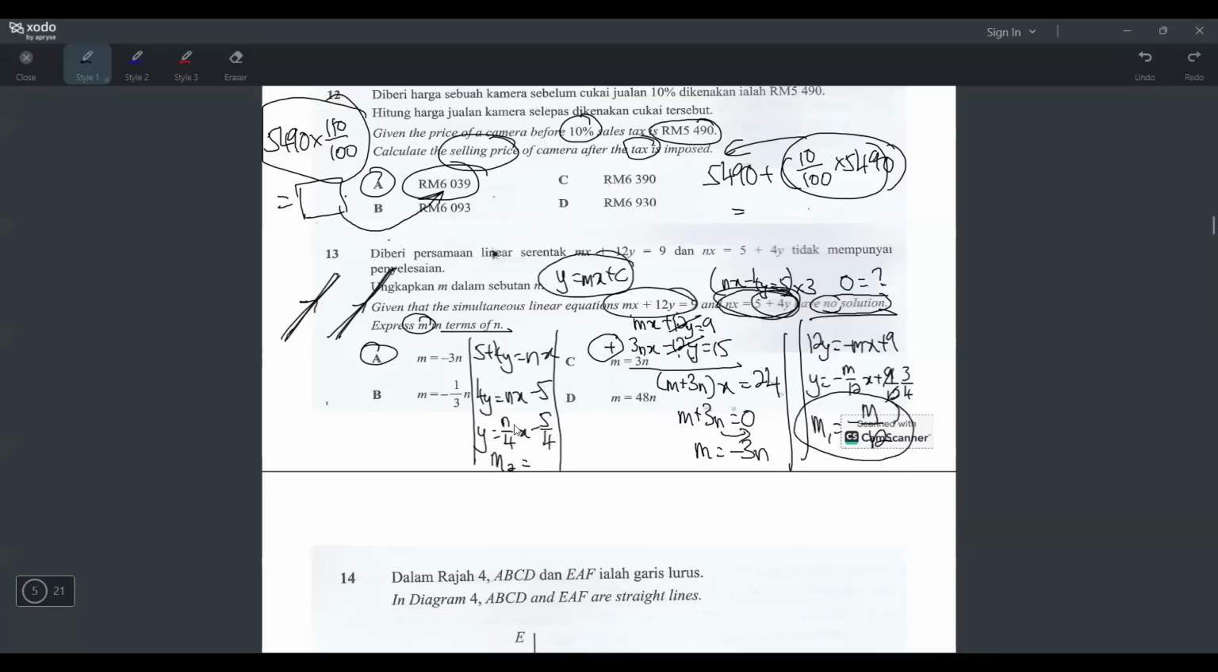Y equals mx plus c. So this one yang saya bulat is the gradient, n over 4. And since these two lines have no solution, means they will be parallel for sure. Because when two lines are parallel, they don't have any intersection. It means no solution lah.